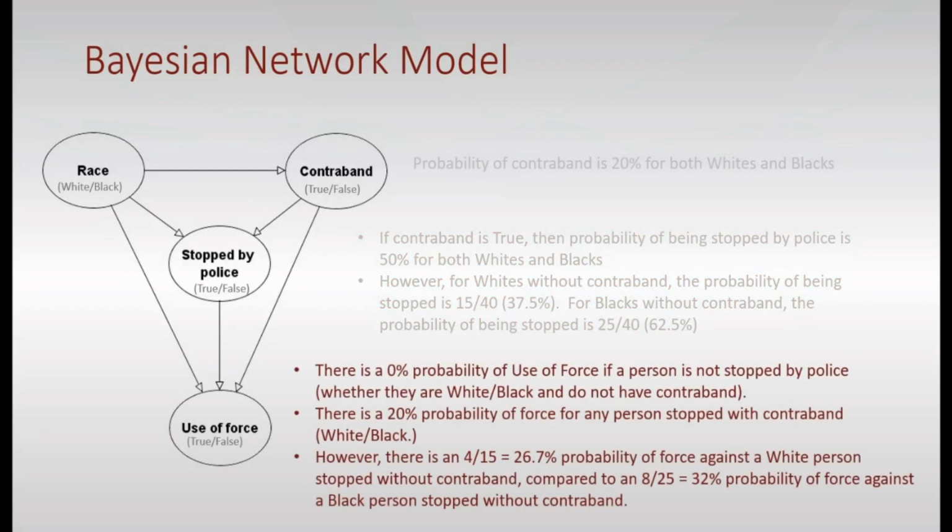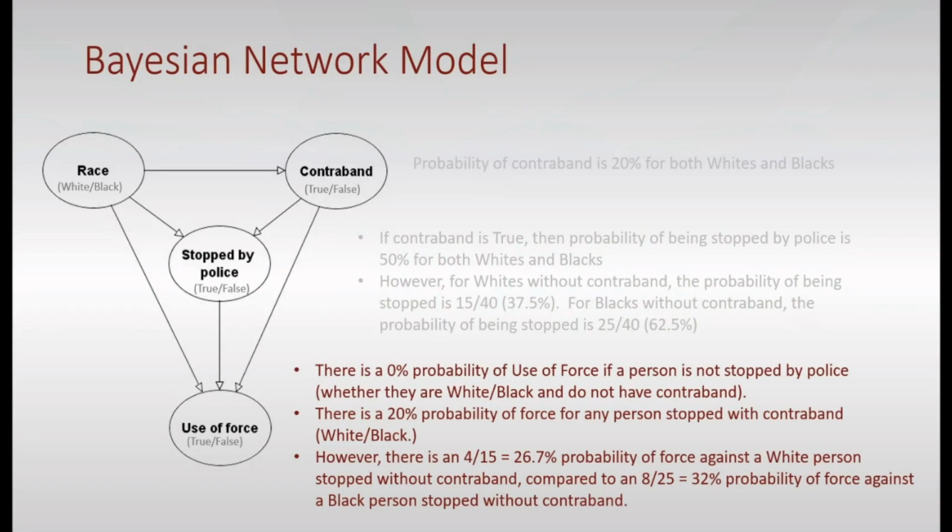And then with the use of force, we said there is a 0% probability of the use of force if a person is not stopped by police, whether they're white or black and do not have contraband. So there's no probability of force there. But what we said is there is a 20% probability of force for any person stopped with contraband, regardless, white or black. But again, we added an additional bullet where we throw in some bias right here.